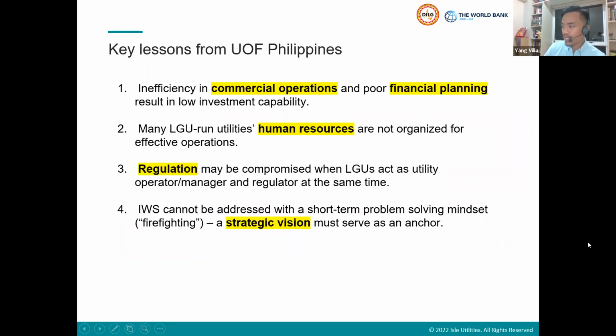And so just to summarize the key lessons, as you can see here, my apologies for the cat, if you can hear him in the background.